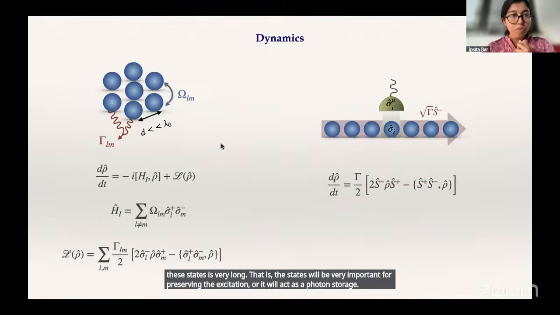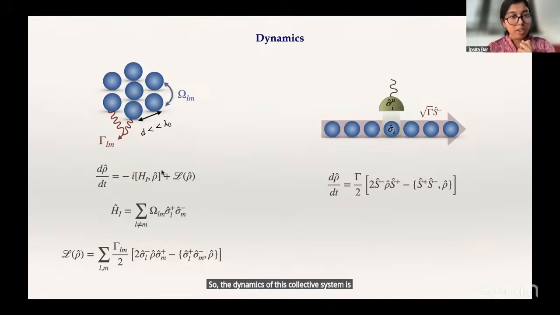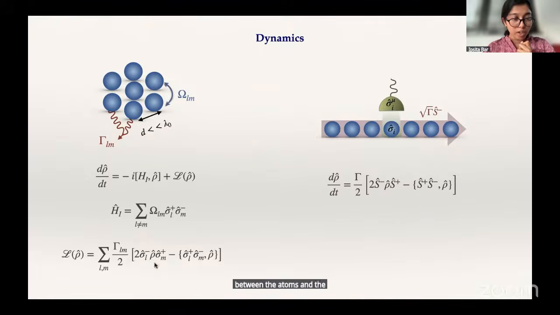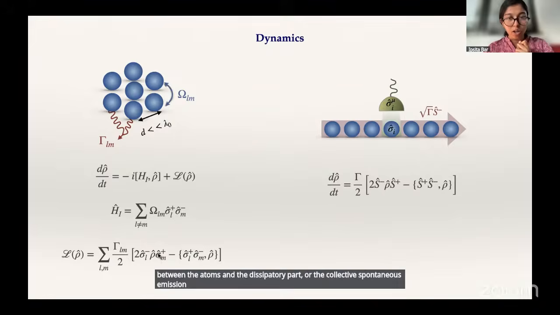The dynamics of this collective system is described by the collective spontaneous emission master equation. When you have finite interatomic distances between the atoms, the equation takes this form, where HI represents the coherent dipole-dipole interaction energy between the atoms, and the dissipative part, or the collective spontaneous emission part, is this one. But if you place the atoms at one position, the system follows perfect permutational symmetry, and the dissipative operator becomes collective. Then the equation takes this form.